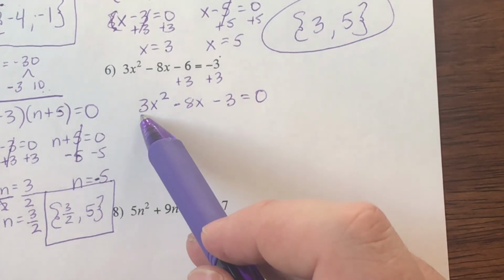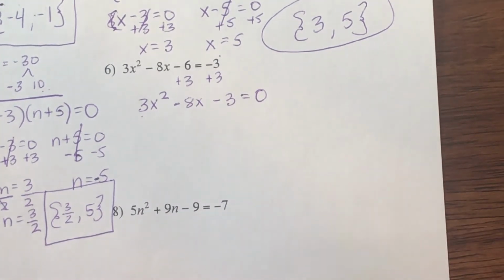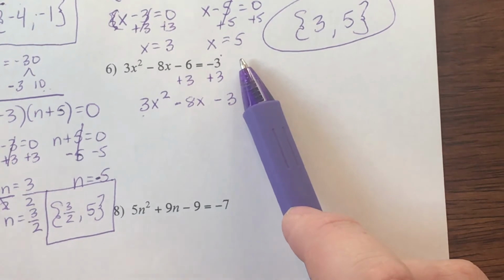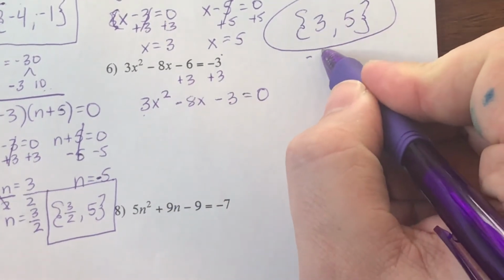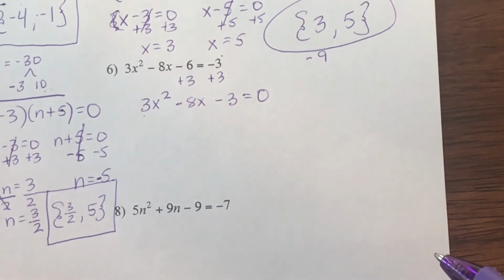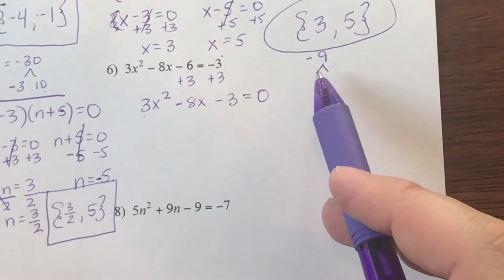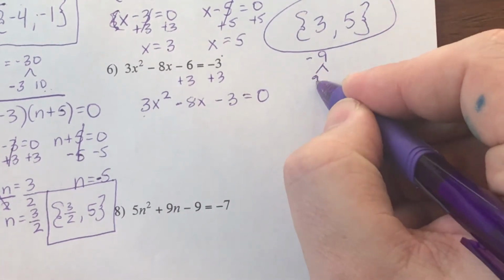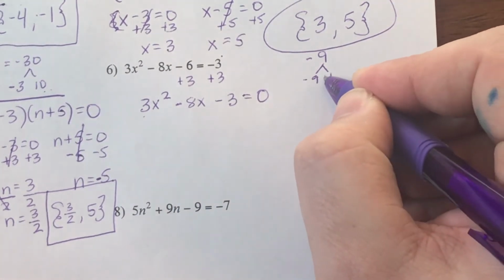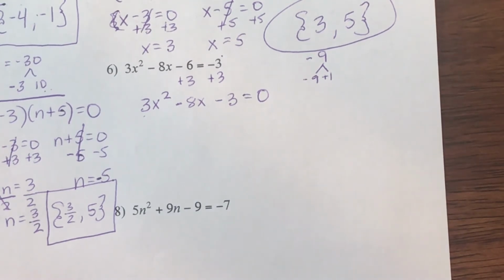Let's multiply 3 times -3. Now we're ready to factor. So you can kind of forget about that 0 and just factor as if it's normal. 3 times -3 is -9. What will multiply to give me -9, but then add to give me -8? Well, that should be just 9 and 1, and then -9 plus 1 would give us -8.